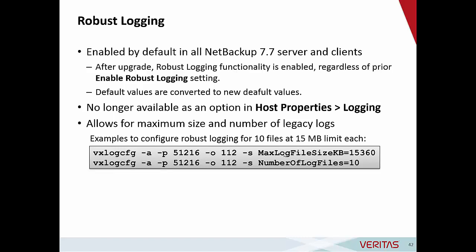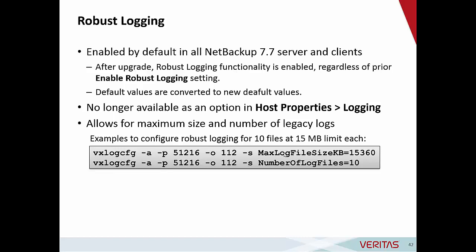Versions of NetBackup previous to 7.7 used to have a separate setting for what was called robust logging. Robust logging changed the names of legacy logs to make them a little more descriptive, and it gave you a little bit more control over when these files rolled over. Remember, the default behavior was that these legacy logs would just roll over at midnight. And robust logging is now enabled by default in version 7.7 and later. So it's not necessary to use this setting anymore.